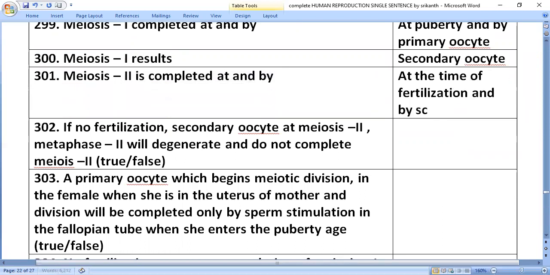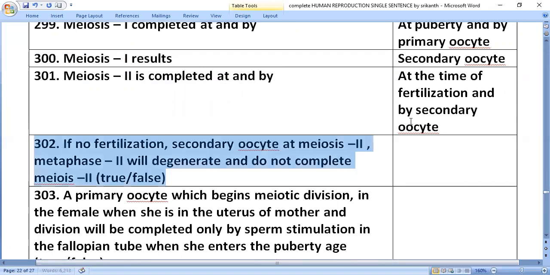And by the secondary oocyte. If there is no fertilization, the secondary oocyte at meiosis 2, metaphase 2, will degenerate and not complete meiosis 2. Yes, that's true.